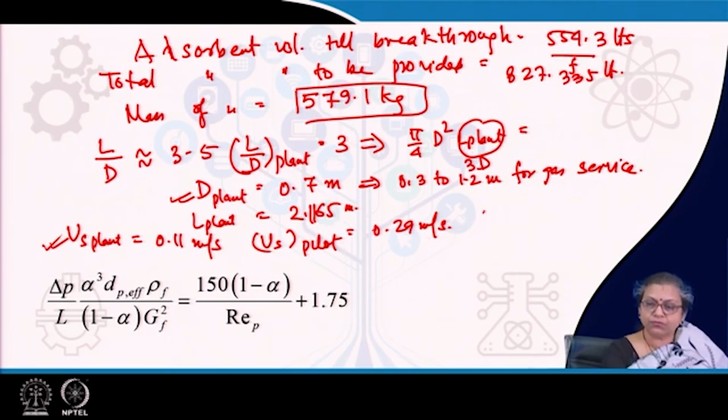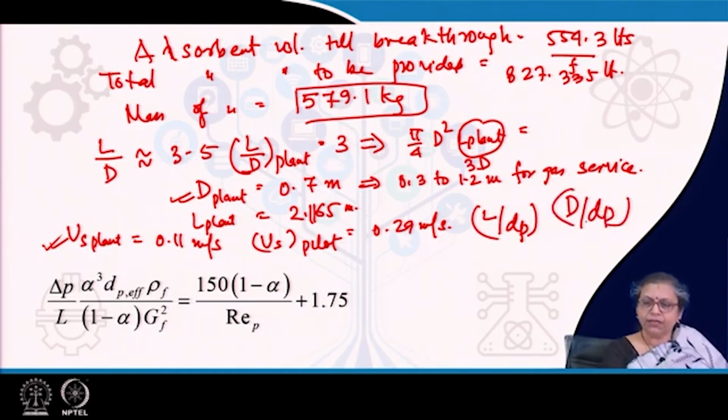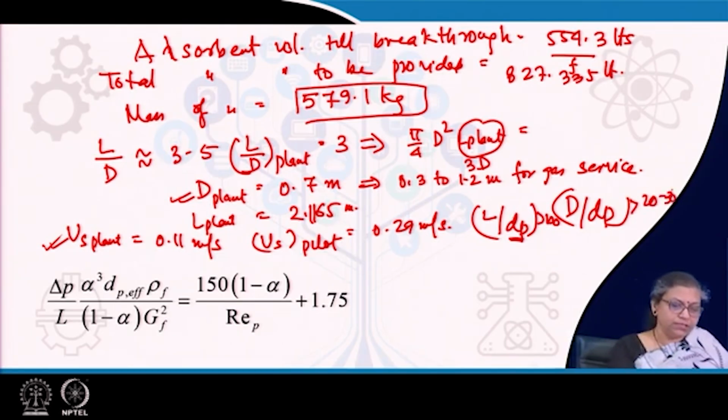We also need to check L by dP and D by dP, where dP is the pellet diameter. If you check, you will find that L by dP is greater than 100 and D by dP is greater than 20 to 30. So, these things are also fine. So, we have checked the superficial velocity, we find we can go ahead. We have checked that channeling and mixing are ensured.